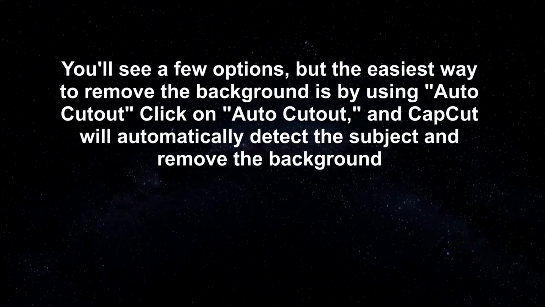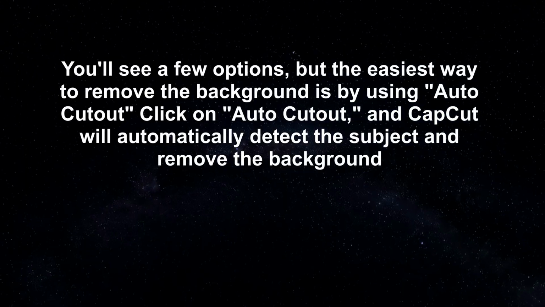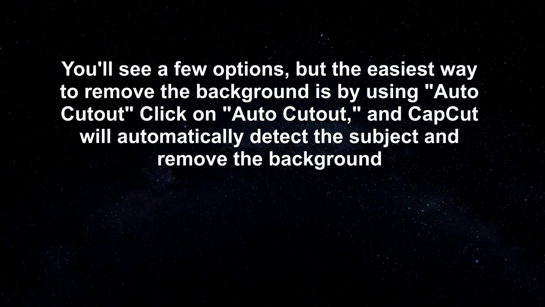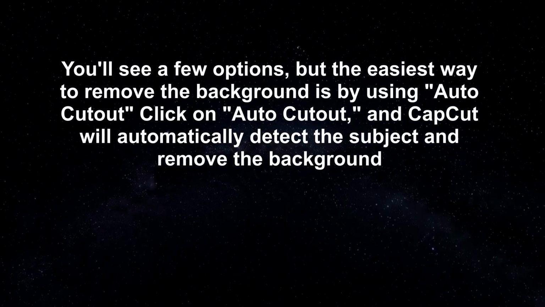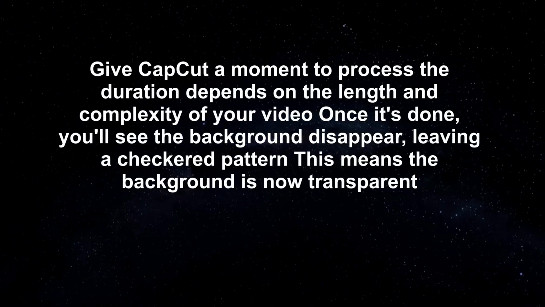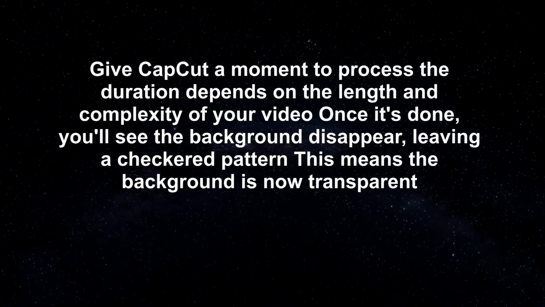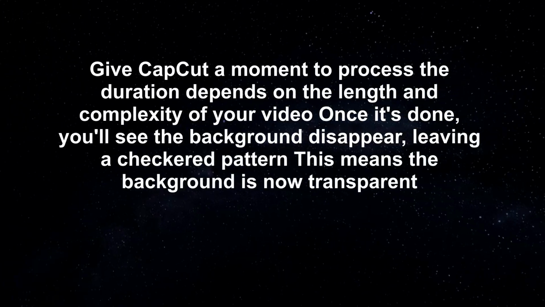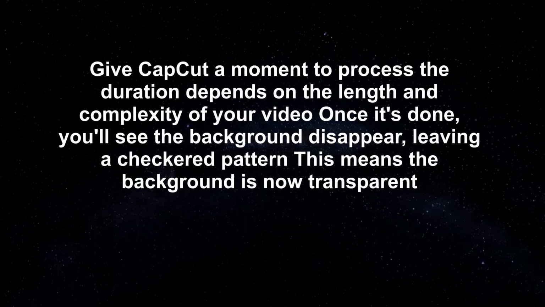You'll see a few options, but the easiest way to remove the background is by using Auto Cutout. Click on Auto Cutout, and CapCut will automatically detect the subject and remove the background. Give CapCut a moment to process. The duration depends on the length and complexity of your video. Once it's done, you'll see the background disappear, leaving a checkered pattern. This means the background is now transparent.